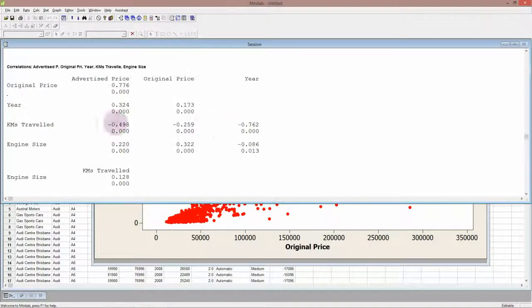Then we also have a negative correlation, which is nice to see. So this is with kilometres travelled and the original price and the advertised price. Now, I don't know what the interpretation is between kilometres travelled and original price. It may be that the more you pay for a car, the less you want to drive it all over the countryside. However, as far as advertised price goes, it does make sense that the more kilometres you have put on the car, the less it is worth because it's had more wear and tear.